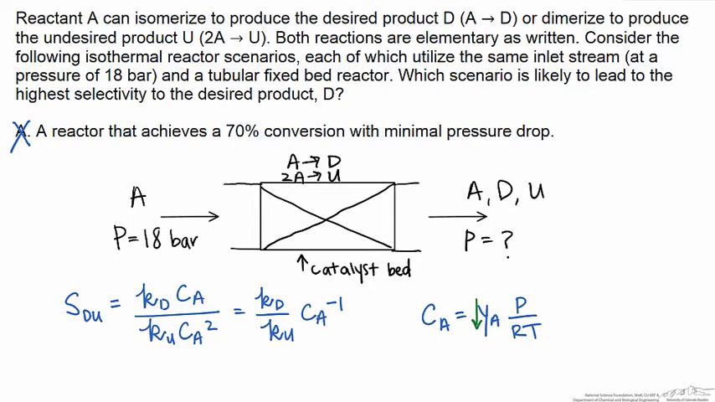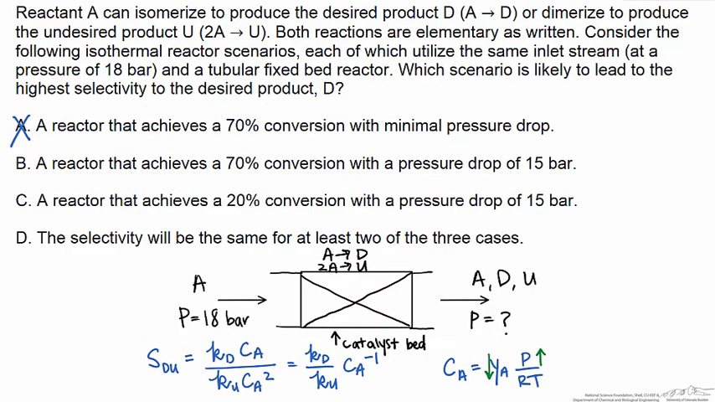However, we can see that in the case of reactor A, we actually have a minimal pressure drop. And so that means that we're going to be keeping this pressure high, which is going to tend to keep the concentration of A high. And so we don't expect that this is the optimal case for maximizing the selectivity to D. And so in this case, please select another answer that you think could be a correct solution to this problem.